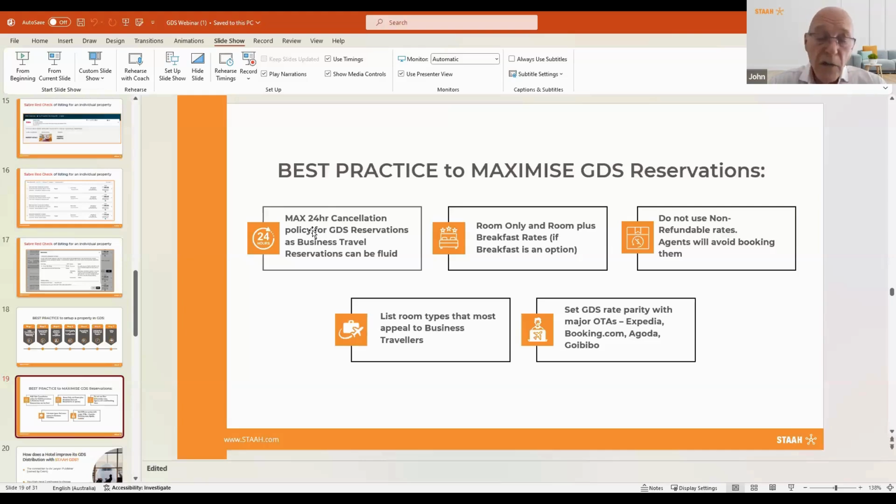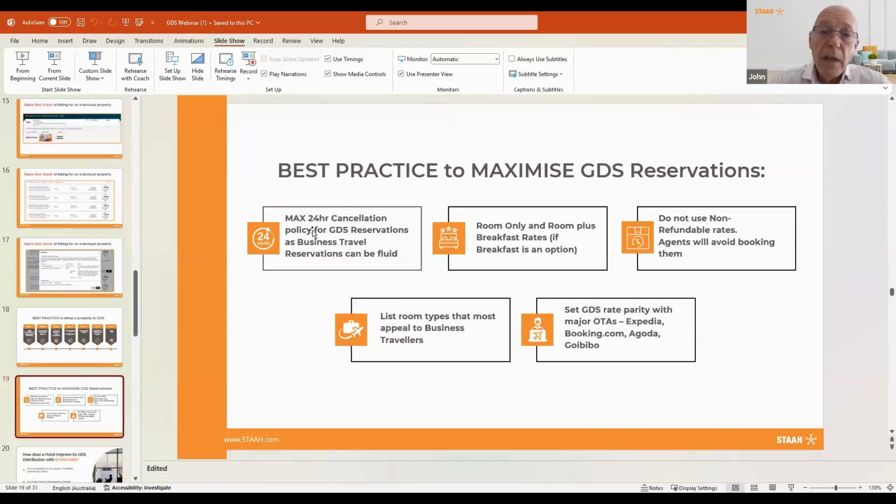When your listing is made, when we do the build, we highly recommend that you keep the room types for your GDS distribution to be the room types that are most often used by the business traveler.